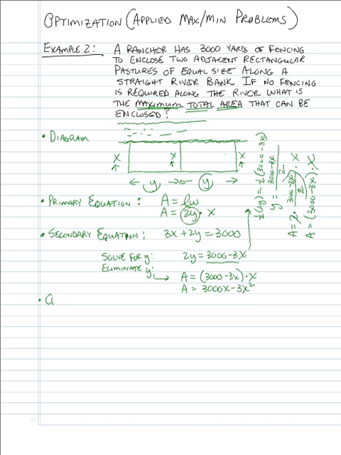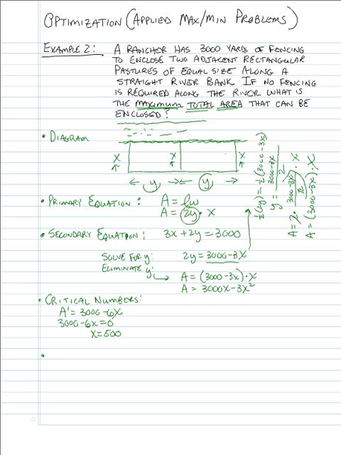So I need the critical numbers. Okay, so that means I need to find A prime. And A prime will be what, 3000 minus 6x? And so we'll set that to 0 because I want to know where the derivative is 0. And when I solve this, I'll get x is equal to 500. Okay, so I have one critical number.